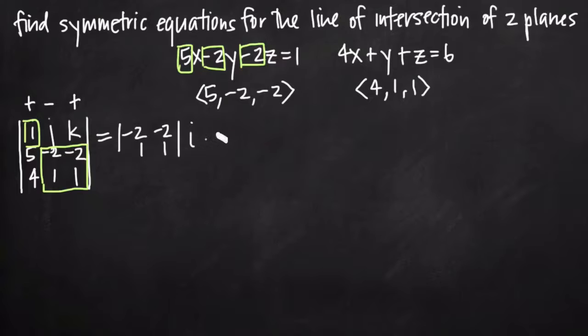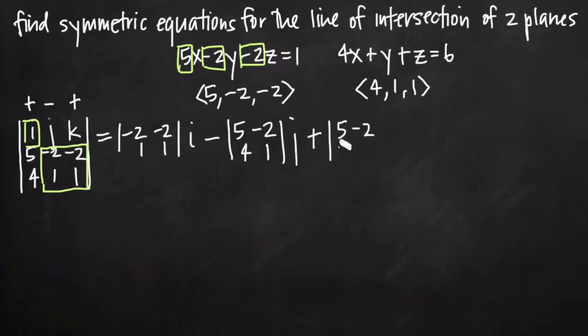So then we're going to say minus because we want a negative sign in front of our J term here, and we're going to multiply J by everything that's outside of J's row and column. That's going to be 5, -2, 4, and 1 multiplied by J. Then we're going to add to that everything outside of K's row and column, which is 5, -2, 4, 1, and multiply that by K.